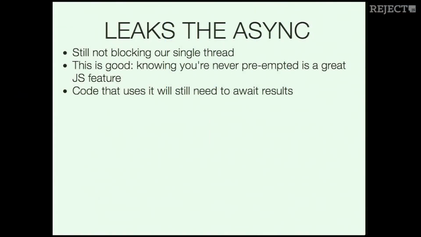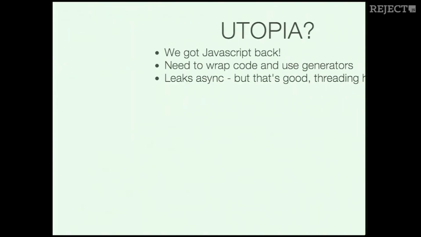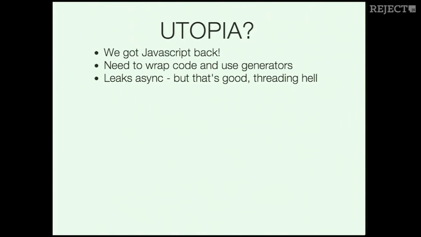We have synchronous-looking code. It's pretty easy to reason about. I think we won. I think we've won. Asynchronous code is easy again. It's pretty exciting. So we've got JavaScript back. We can use ifs, we can use elses, we can use fors and tries and catches. It's all pretty easy. We need to wrap our code with these glue code things and use generators. It still leaks the async everywhere in our code, but we're happy with that. We avoid threading hell, which I think on balance is far worse than callback hell.